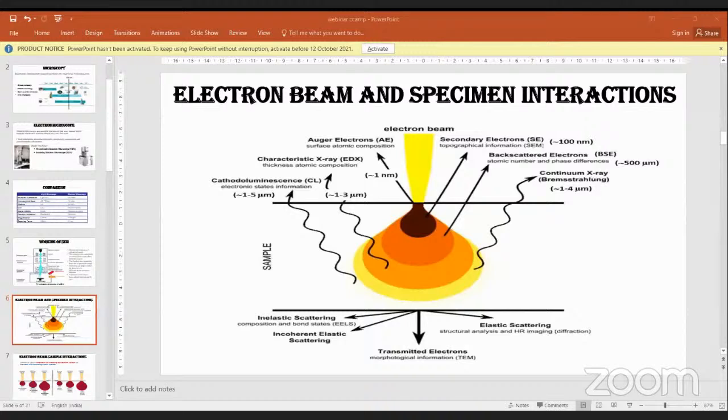For EDS analysis, you have to increase the probe size, and you require more probe current. Contrast is very important in this, and contrast will be generated depending upon the composition of the sample.